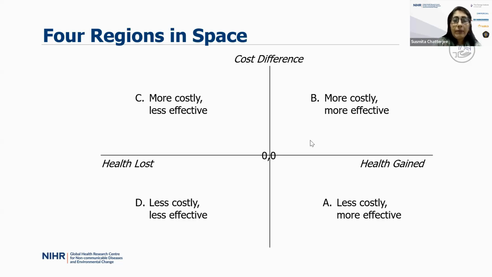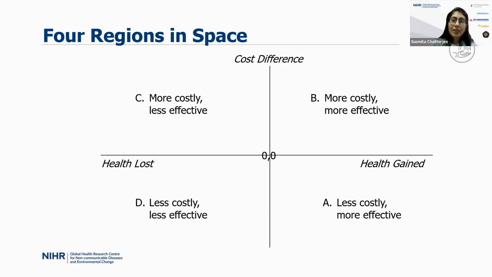That is, if my intervention falls in the area of A, definitely yes. More costly, less effective? No. It's a big no, in C. But the confusion started when I'm finding that my intervention is less costly, but at the same time less effective. Or it is more costly than the comparator, but it is more effective as well. These are the confusing situations.